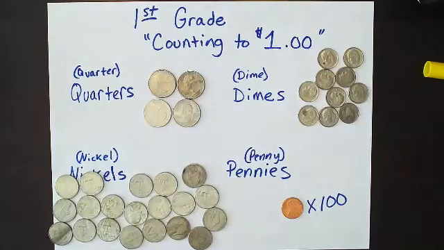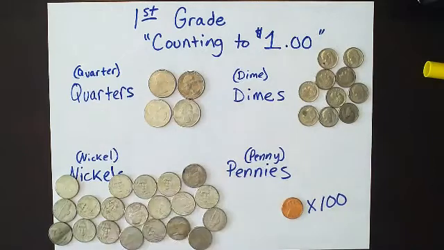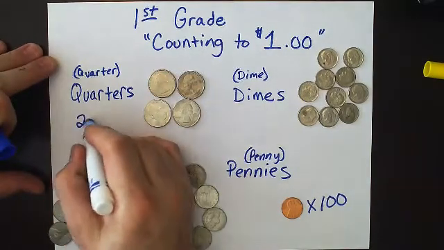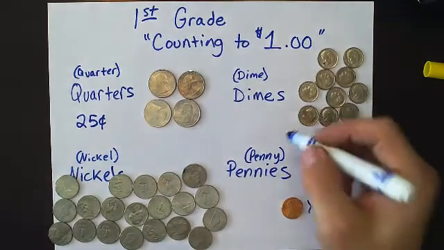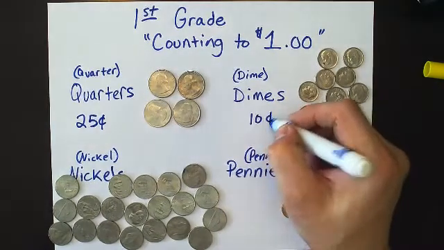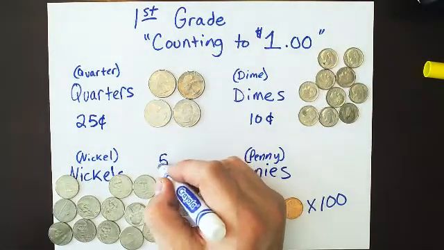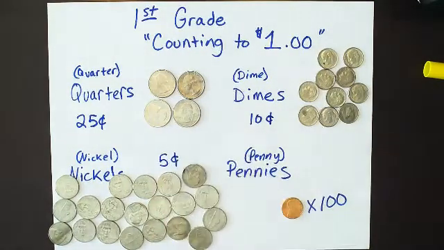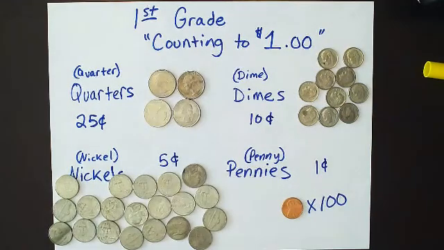All right, this is a first grade lesson over counting money, change to $1. As you can see here, I have four different types of coins. I have quarters, which are worth 25 cents each, a dime, which is worth 10 cents each, nickels are worth 5 cents each, and pennies are only worth 1 cent.